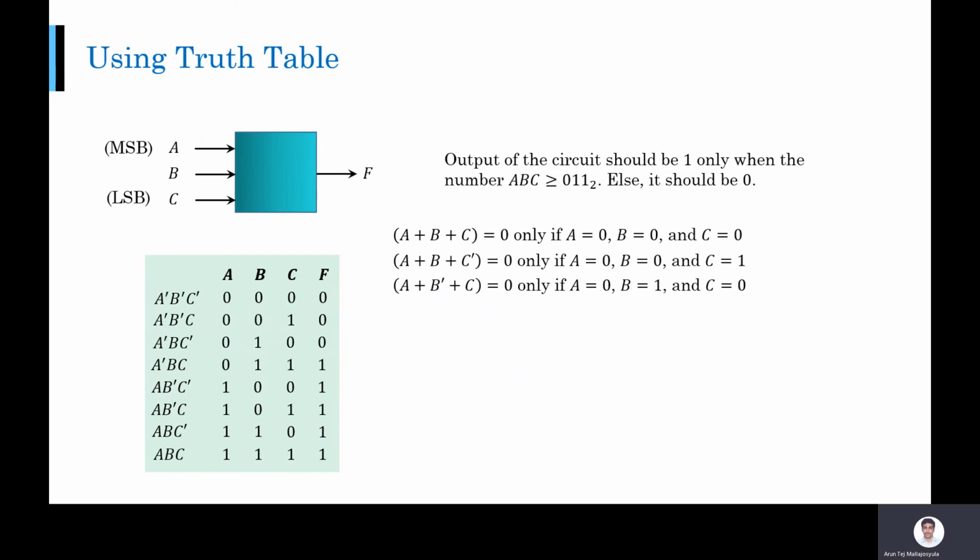Okay, so I have already written this statement here. So therefore, F will be 0 only if any of these combinations is occurring. If I write like this, right? So if A is 0, B is 0, C is 0, this term will be 0 and F will be 0. Or if A is 0, B is 0, C is 1, this term will be 0 and F will be 0.